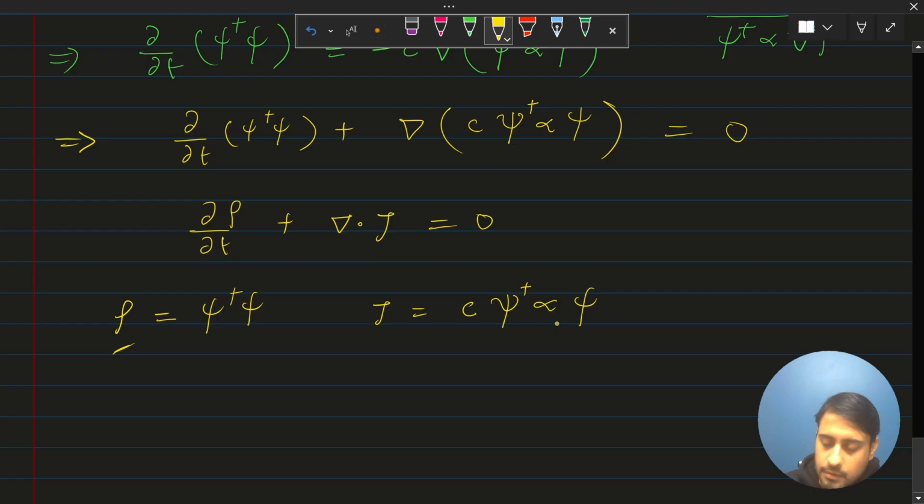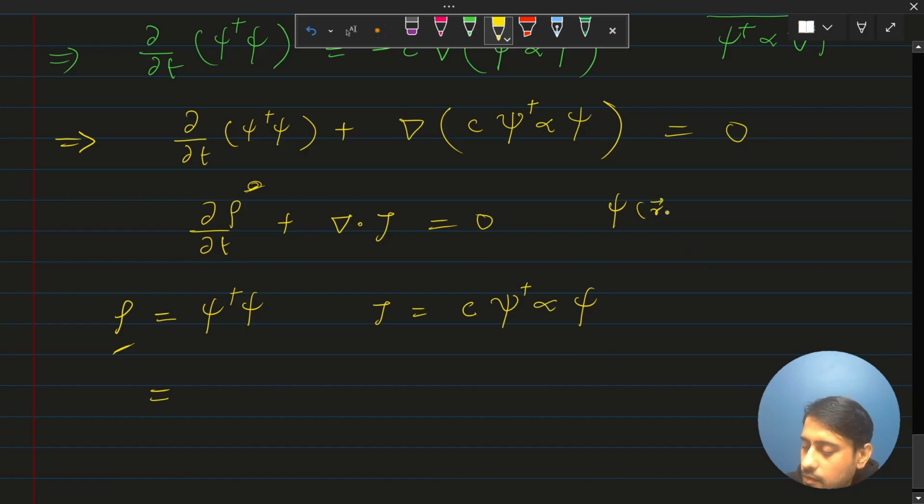So it looks like the probability density is changing, but the total change is 0. Whatever change there is in ρ is equal to the flow, so that's why the sum is 0. Now one thing we can see is, if I write ψ†, what is ψ?